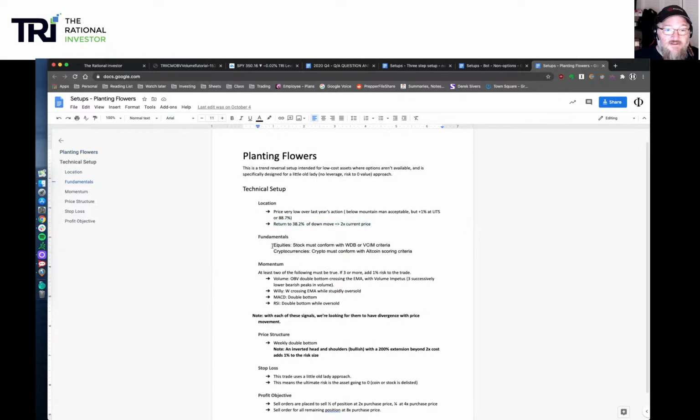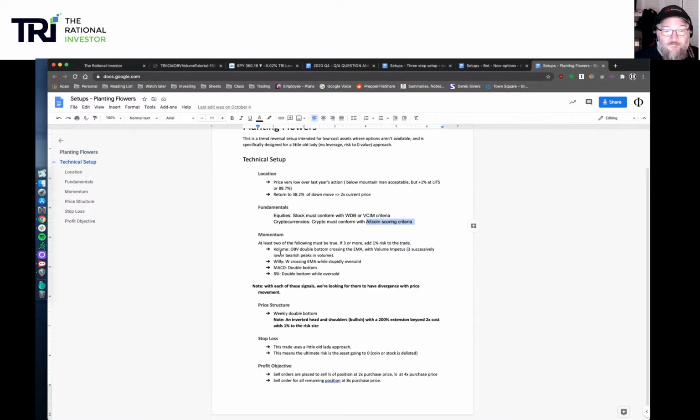I also require some fundamental confirmation. For equities, I want it to conform with the WDB or VCIM criteria. For cryptocurrencies, I use the altcoin scoring criteria. You can find these in our library. Then I look at momentum, right? Again, at least two of these have to be true. If three or more are, then I'll add a percentage of risk. And these are what we will be learning right now. You have OBV, and I think RSI. We know enough that we can use that. We're going to be learning MACD and we're going to be learning Willy.